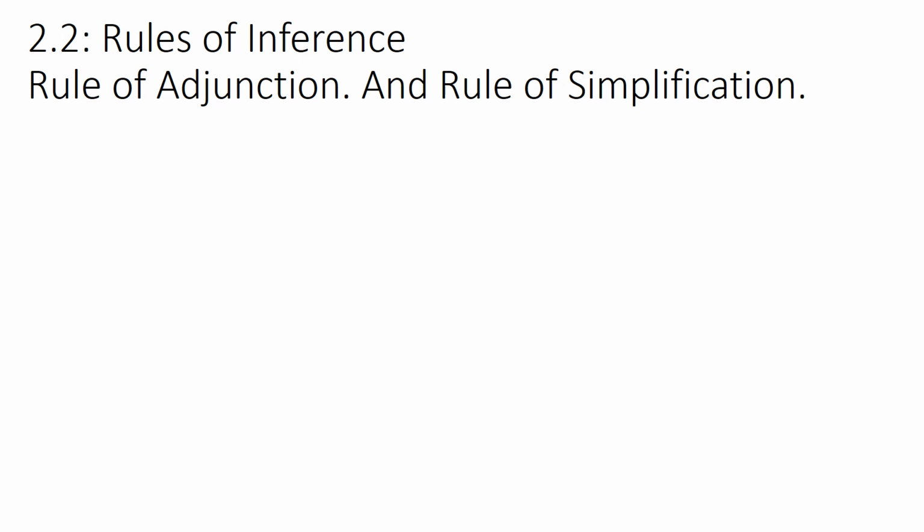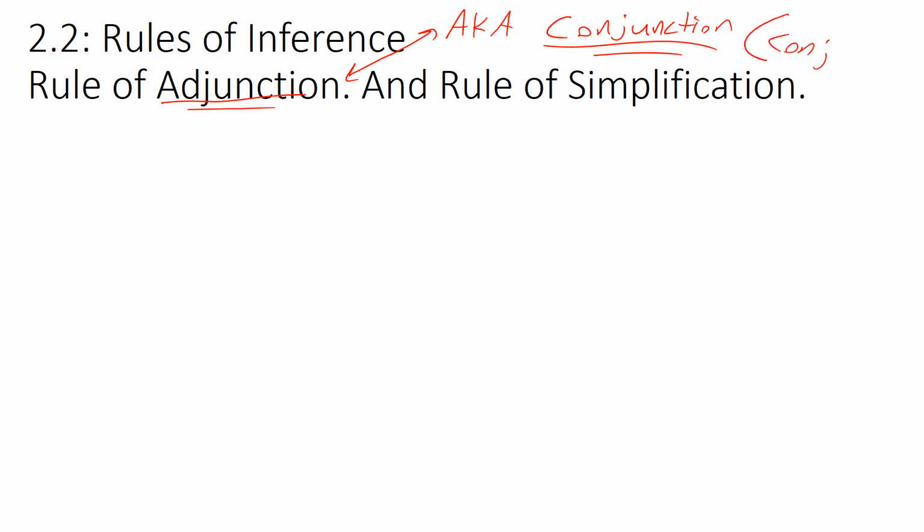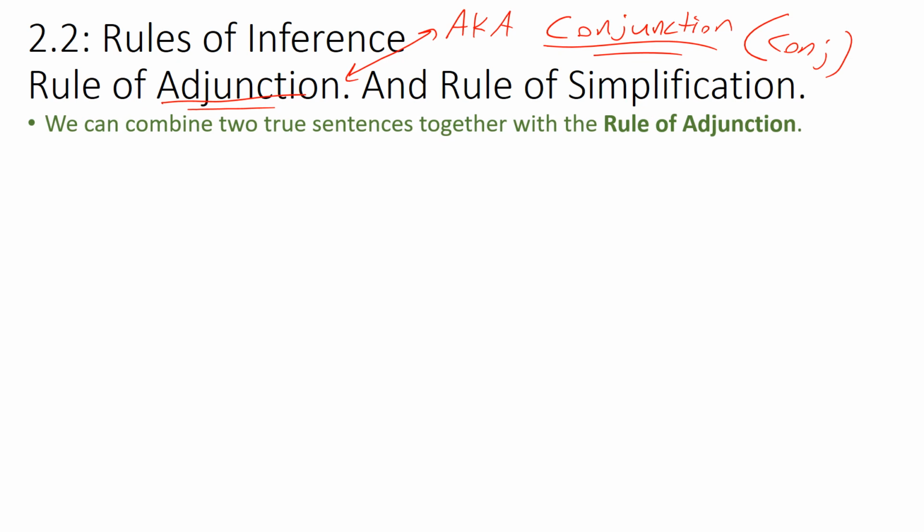All right, here are 2 additional rules of inference. We have the rule of adjunction and the rule of simplification. Adjunction is also called, so aka, the rule of conjunction. Most contemporary textbooks will call this the rule of conjunction, or CONJ for short. So with the rule of adjunction, also known as the rule of conjunction, we can combine 2 true sentences together via the and sentential connective.